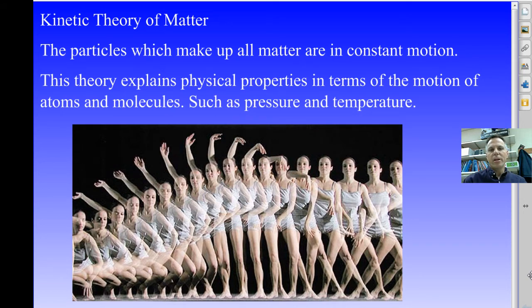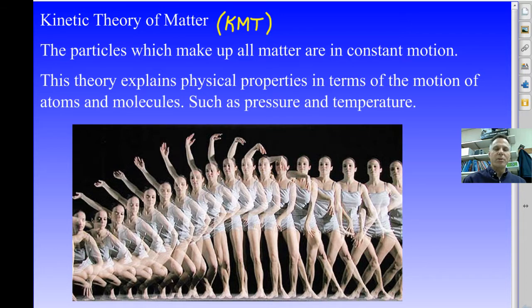Hi, this is Mr. Kutchell, and today we're going to talk about the kinetic theory of matter. Oftentimes we abbreviate it with the initials KMT. Basically, the kinetic theory of matter says that all matter is made up of small particles called atoms and molecules, and these molecules are in constant motion.